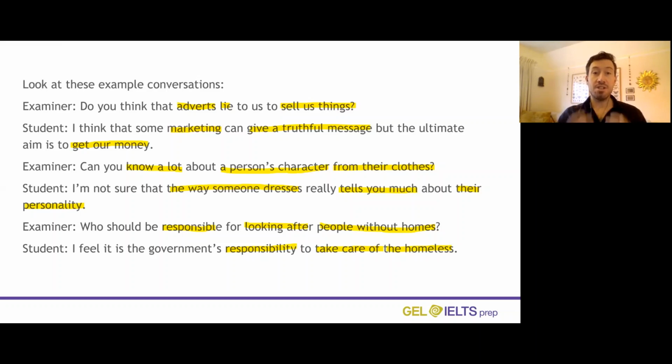So here is another great example of how paraphrasing can be used in the exam. So it's a skill you really want to try to develop and get better at. It's not just in the speaking, you use it in all of the IELTS. It's probably one of the most important things you can learn to do.